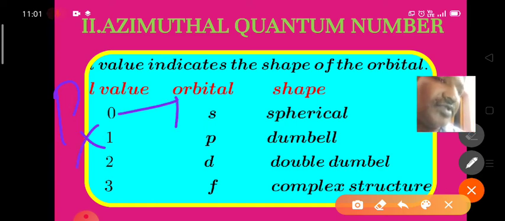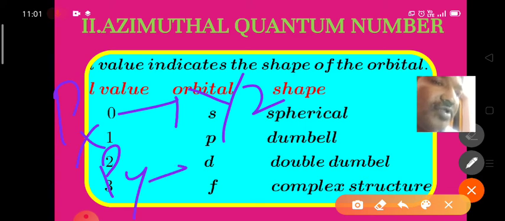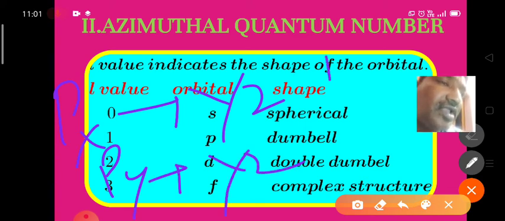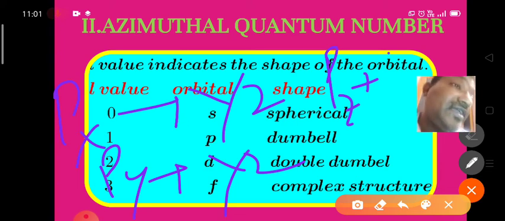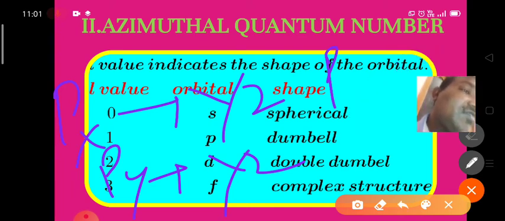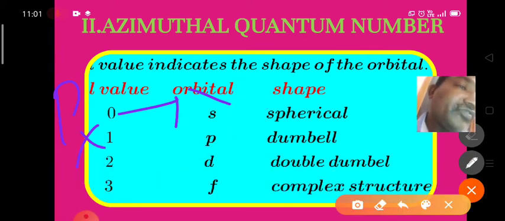For the px orbital, the nodal plane is yz, for the py orbital, the nodal plane is xz, and for the pz orbital, the nodal plane is xy. Like that, we can write the nodal planes. In a similar way, for the d orbitals, the L value is 2, so each d orbital has 2 nodal planes.